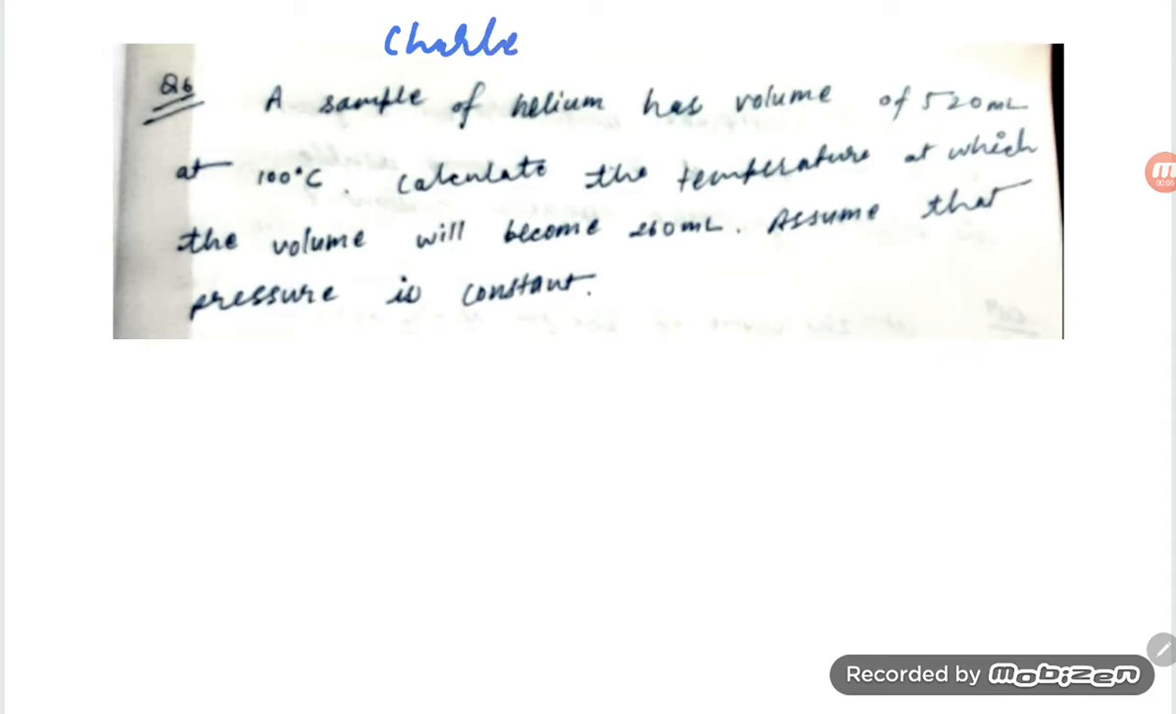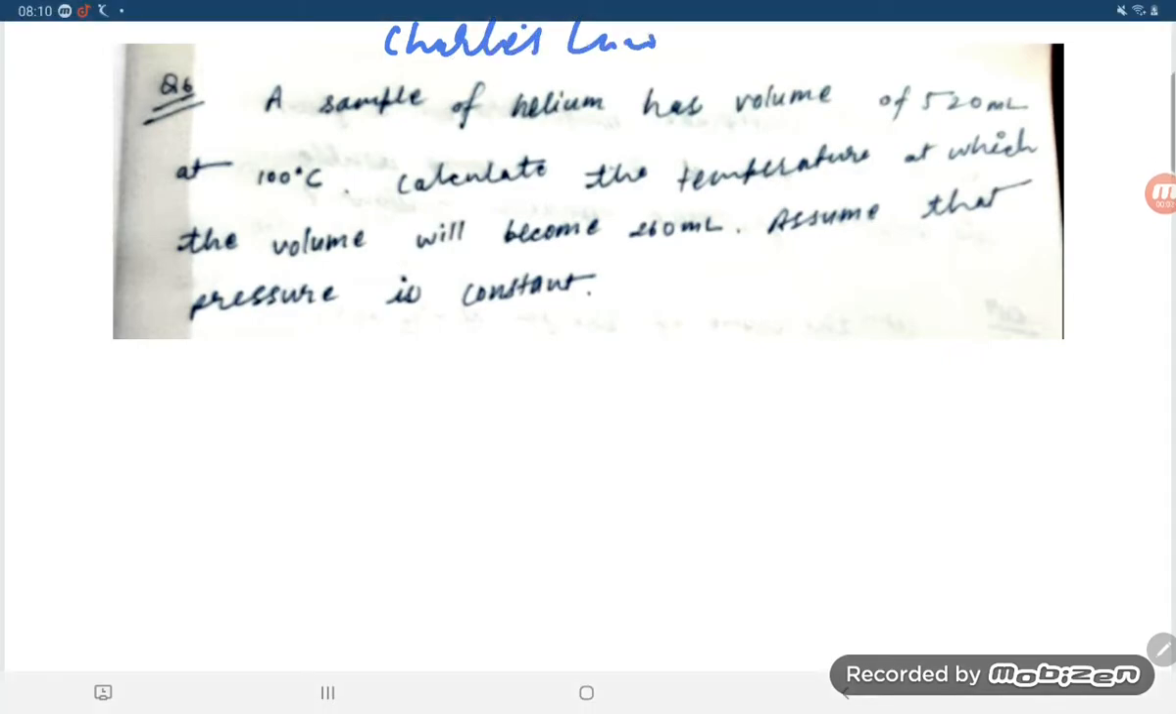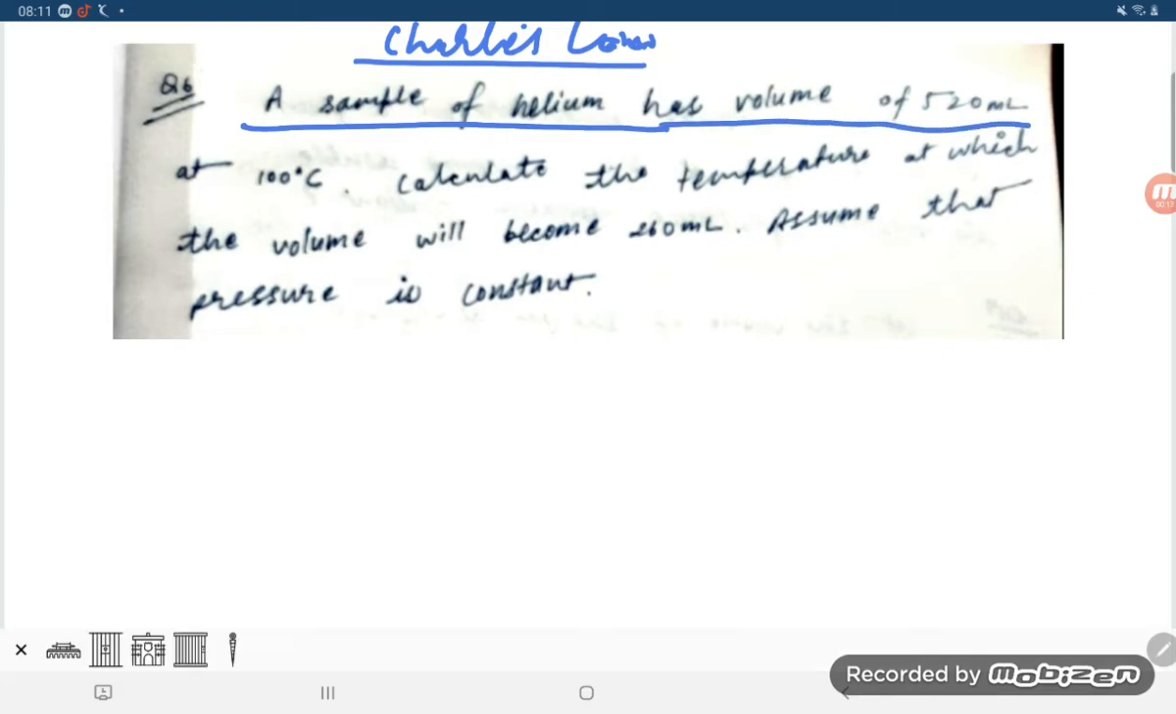Okay, so dear students, this is the second question based on Charles law. Already one question has been solved. A sample of helium has volume 520 ml.